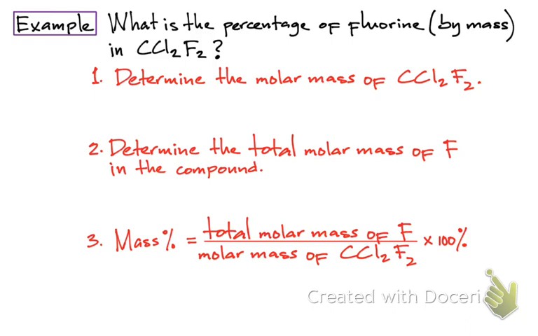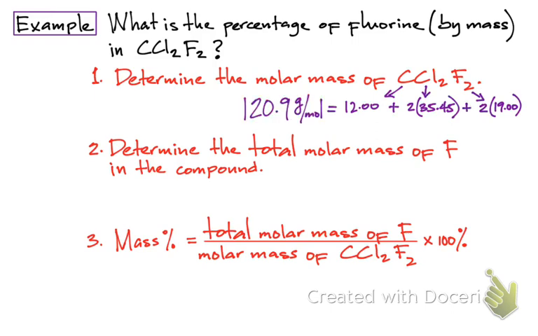All right, so the molar mass of this compound is equivalent to 120.9 grams per mole, right? So you have one carbon, which has a molar mass of 12. You have 2 chlorine atoms. Each one has a molar mass of 35.45, and fluorine has a molar mass of 19. Multiply that by 2, and then add everything together. You get a total of 120.9 grams per mole. So that's the molar mass of the compound.